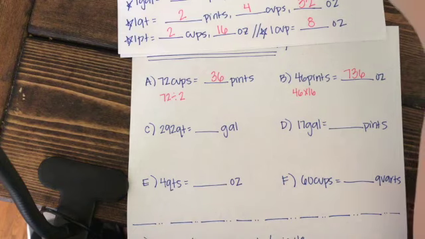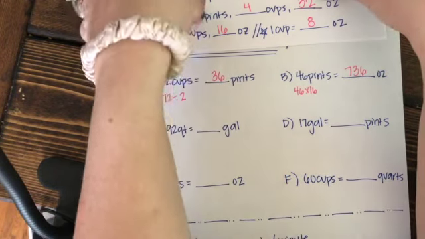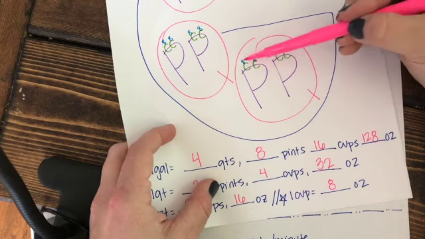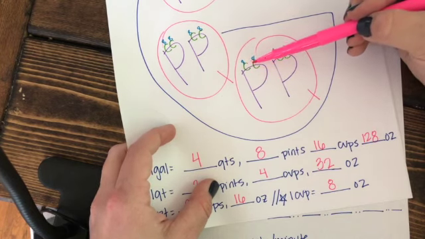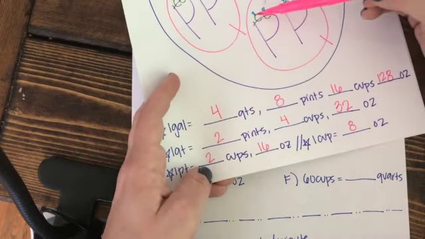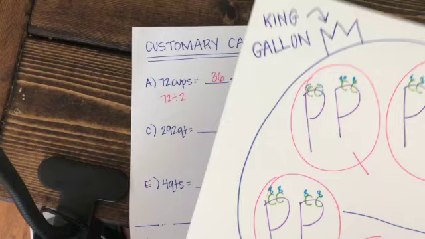736 ounces, right? Think of it like this, if it helps. We have a pint, that's one letter P, and there's 16 ounces on top. Well, what if I had 46 letter Ps? Well, they would each have 16 ounces, so 46 times 16.